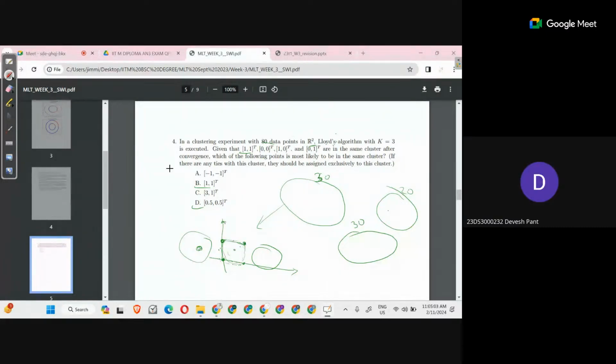No, I think it's clear. Okay. So basically what we are saying is that any point lying inside this will also fall into the same cluster only.